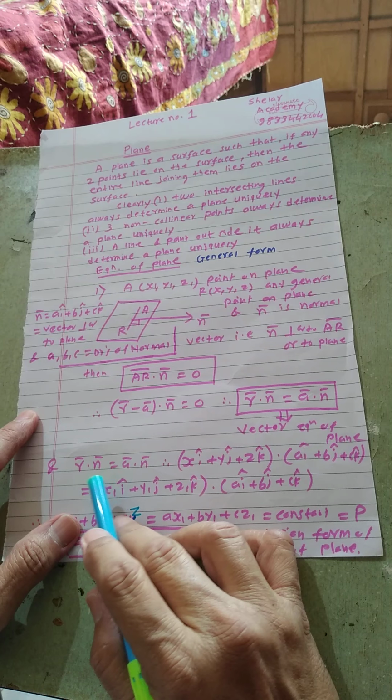Clearly, two intersecting lines always determine a plane uniquely. Three non-collinear points always determine a plane uniquely. A line and a point outside it always determine a plane uniquely.